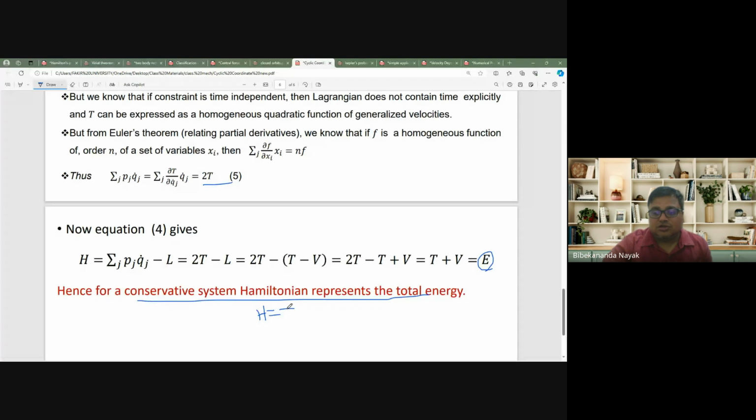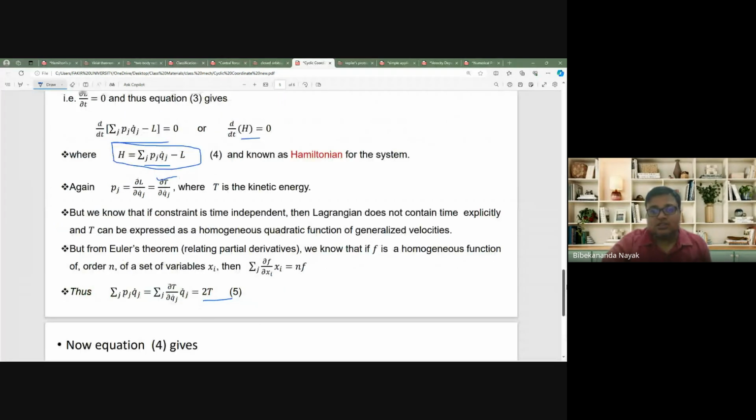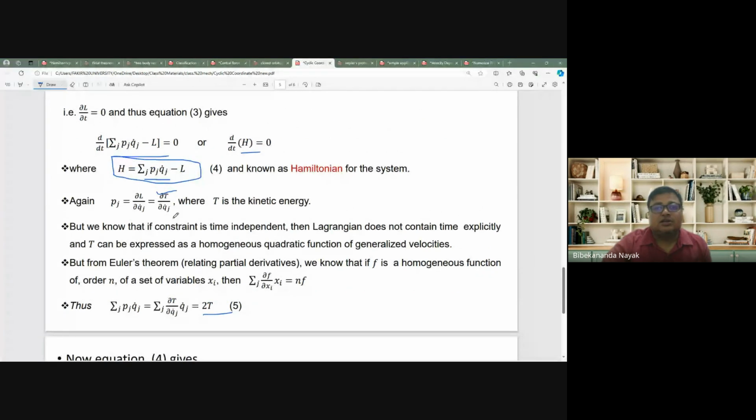It is also, in quantum mechanics, the Schrodinger equation, which comes from H psi equal to T plus V psi. It is applicable for a conservative system. Okay, so this is the Hamiltonian. Next, we go for classification of orbit.